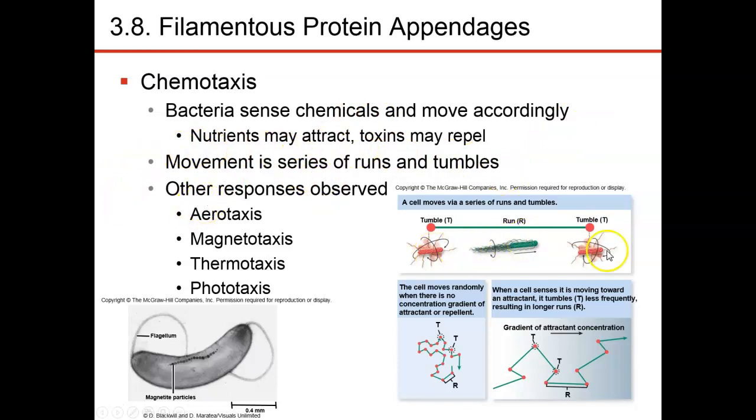Typically bacteria move in what we call runs and tumbles. Cells are going to move in one direction very quickly, and then they kind of tumble around. They don't just move in one direction nice and easily. They do this tumble and run to get to wherever they want to get. There are other mechanisms that can stimulate bacteria to move: aerotaxis, so oxygen, magnetotaxis, thermotaxis, or phototaxis. These can all stimulate bacteria to move either towards or away from the stimulus.